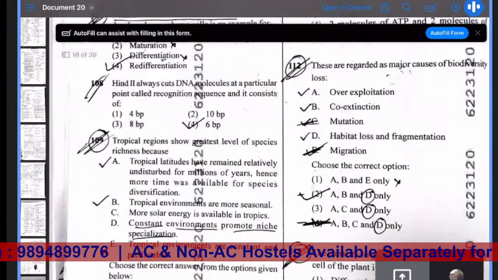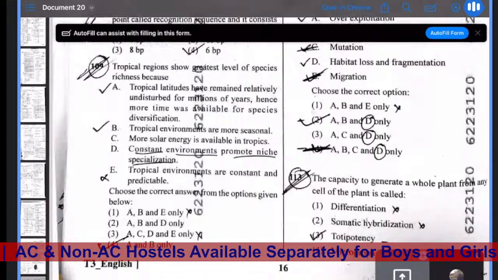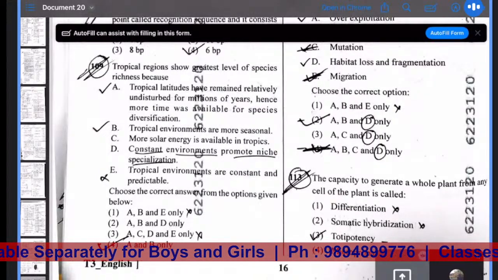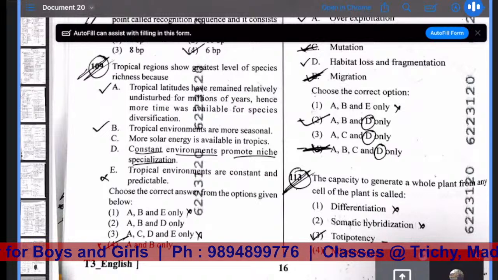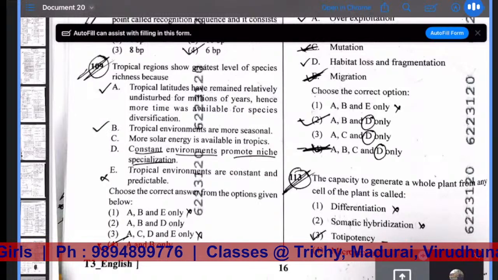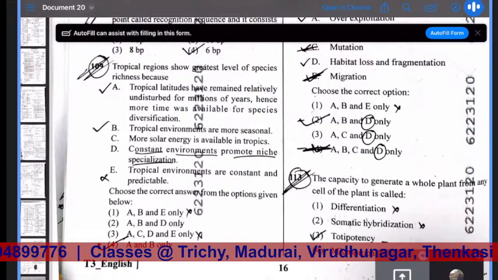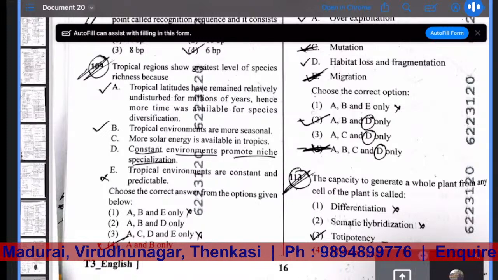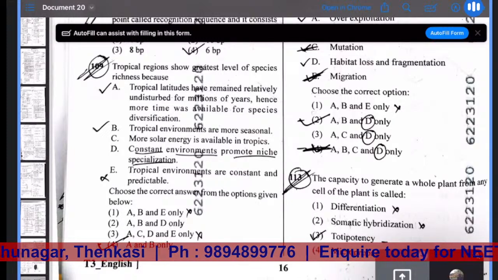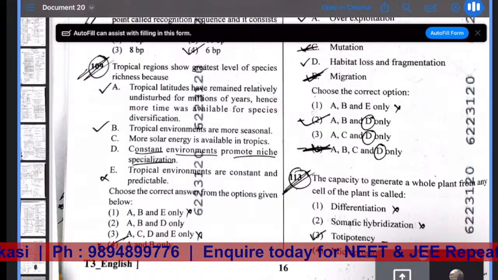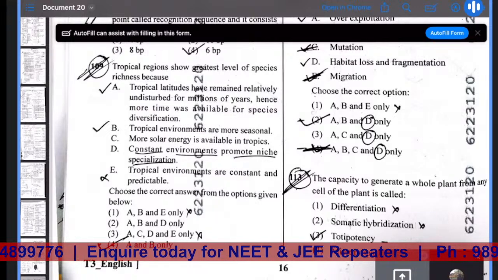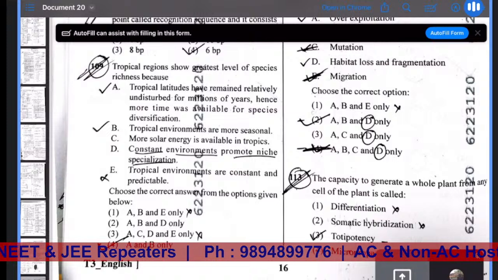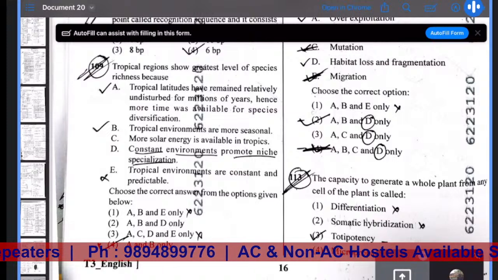Tropical regions show the greatest level of species diversity because... We have 3 points in your NCERT on why tropical regions have the greatest biodiversity compared to the temperate and polar regions. The first statement: tropical latitudes have remained relatively undisturbed for millions of years, hence more time was available for species diversification. This reason is directly given in your NCERT. So statement A is right.